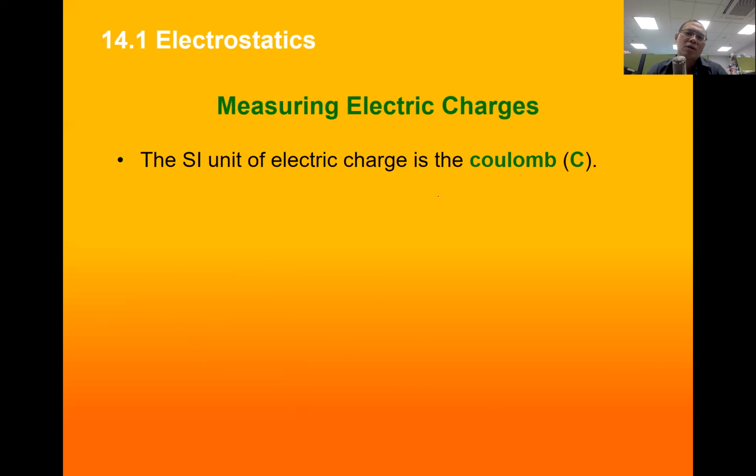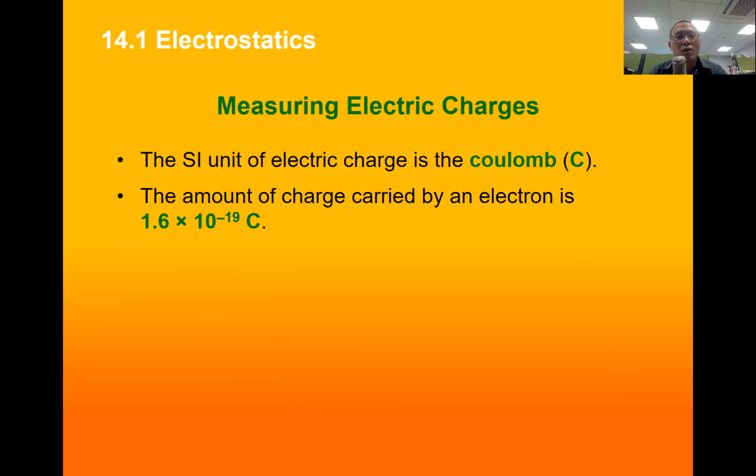Now, for charges at O level at this juncture, we don't really deal with many charge calculations. But we still need to know that the SI unit for charge is the coulomb, which is capital C. The charge of an electron is 1.6 times 10 to the power of minus 19 coulomb. Usually we have a minus sign, but we just tend to ignore it because we know that the electron is negatively charged.